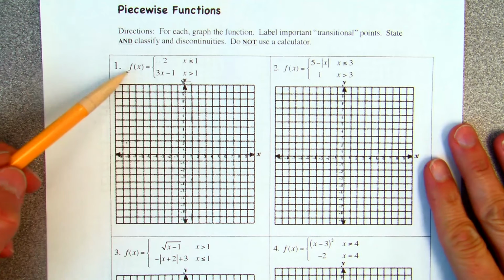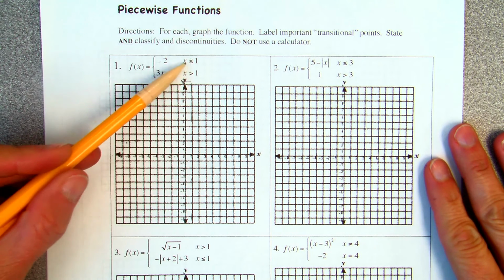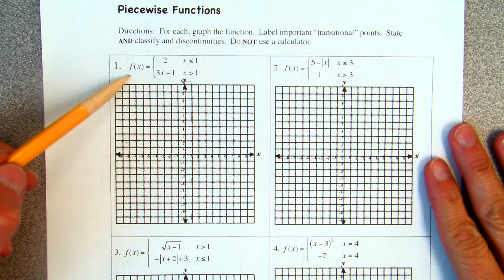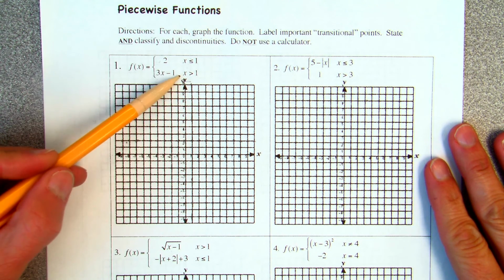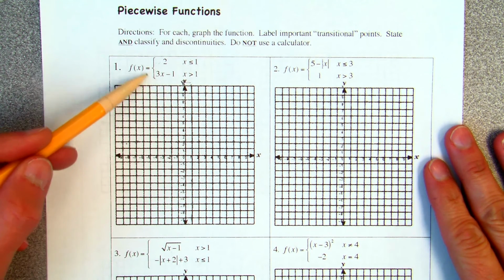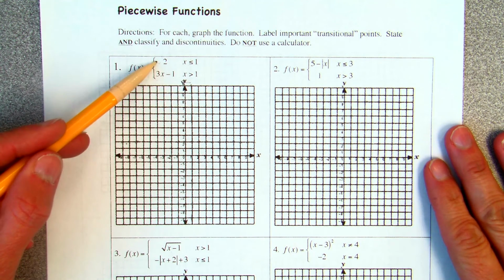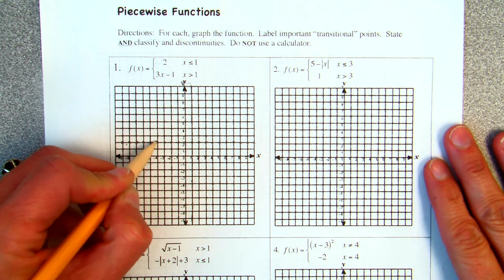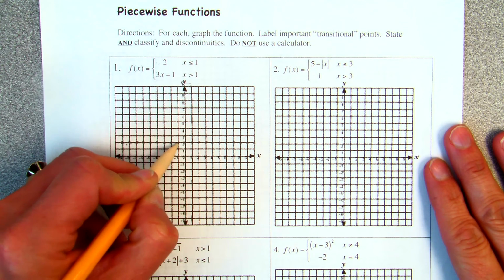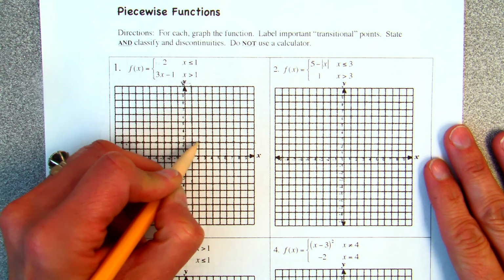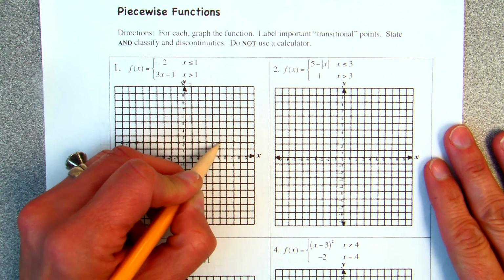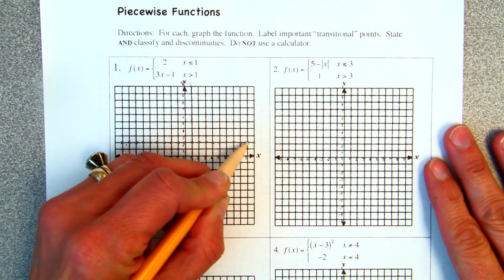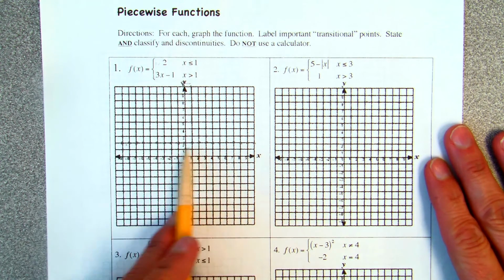This says f of x equals 2, where x is less than or equal to 1, and f of x is 3x minus 1, where x is greater than 1. So this first graph is going to be a horizontal line at y equals 2. So I'm going to go up at y equals 2, and I'm going to draw across. Does everybody see my horizontal line? Doesn't matter what the x value is, the y value is up 2 on each one of these ordered pairs. That's made me a horizontal line up at y equals 2.